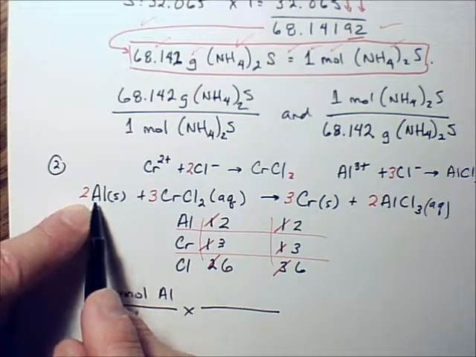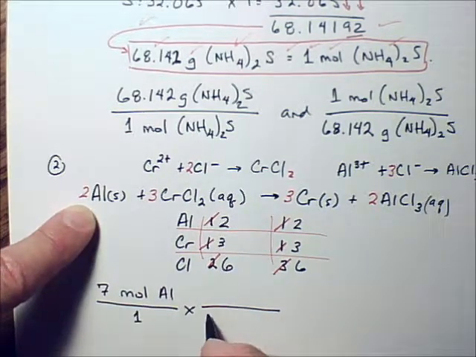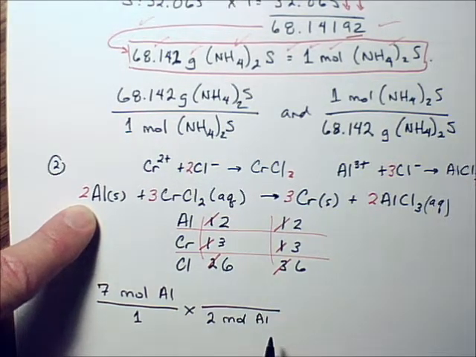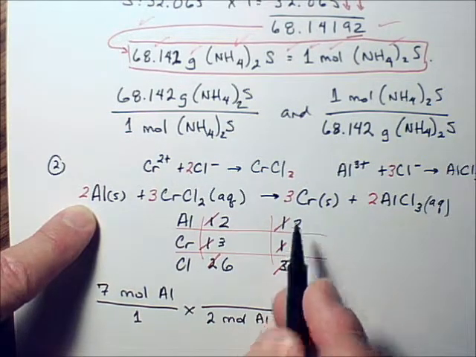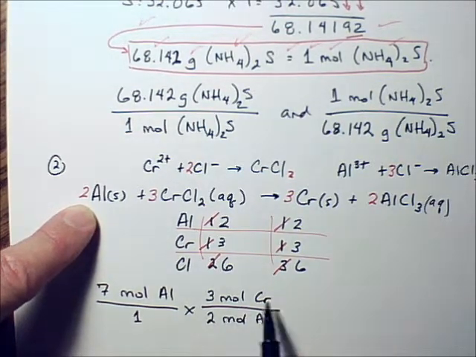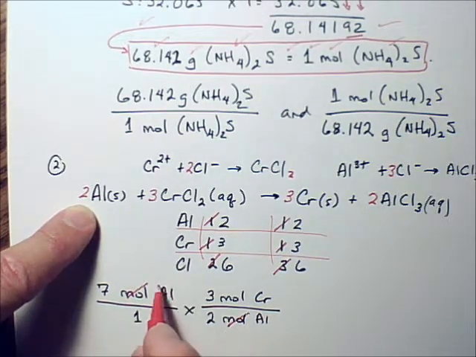So we have 2 moles of aluminum in the equation. I want to put that 2 moles of aluminum down here because that matches the units and species I have in the starting amount. And I'm going to put the moles of chromium on the top because that's what I'm trying to find. So now I cancel out this, cancel out this.